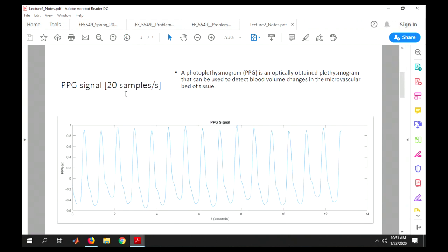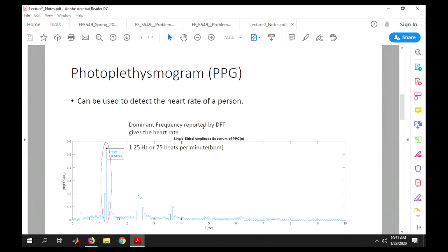So this is the PPG signal, photoplethysmogram, and this is the signal here. This is the raw signal collected from the sensor. This is collected for 12 plus seconds. Yeah, maybe 12.5 seconds or something like that. Okay, so 256 samples probably, 256 by 20, whatever that number is. So we have 256 samples here at 20 samples per second. The next slide is showing just compute the DFT.